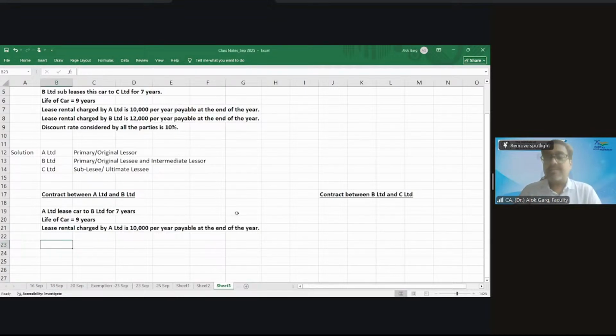Yeah, Saminathan has told that it's a finance lease. Why? Because he said that the total life of the car is 9 years. Out of the 9 years, the lease term is 7 years. And if I compute 7 divided by 9, what is the percentage which is coming? 78%. Right? And I told you roughly this.